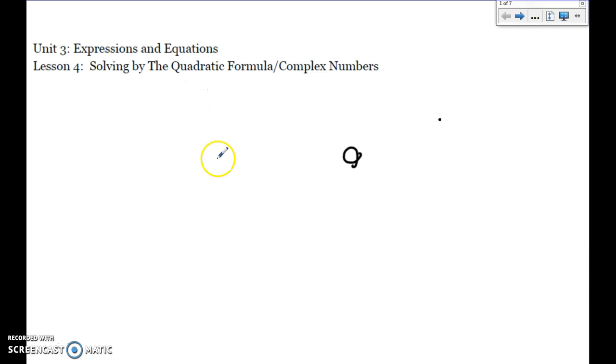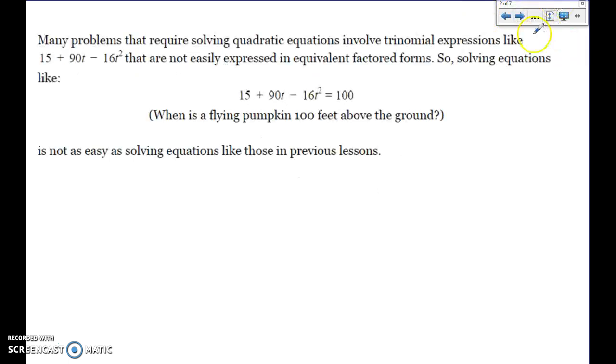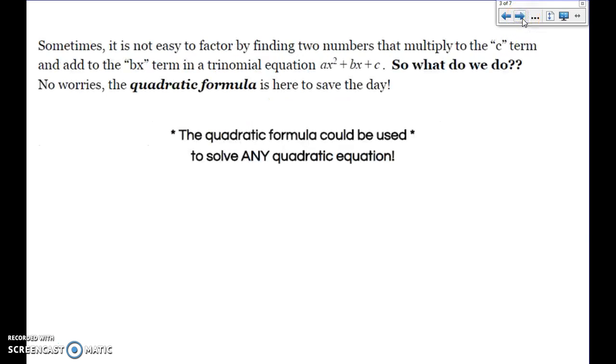We've talked about the idea of solving quadratics by factoring. We've talked about solving quadratics by completing the square and square roots. But what we're going to see is that many problems that require solving quadratic equations involve trinomials, expressions like this, that are not easily able to be factored. So when we want to solve a problem like this, it's not easy, and that's what we're going to look at today. How do we do that?